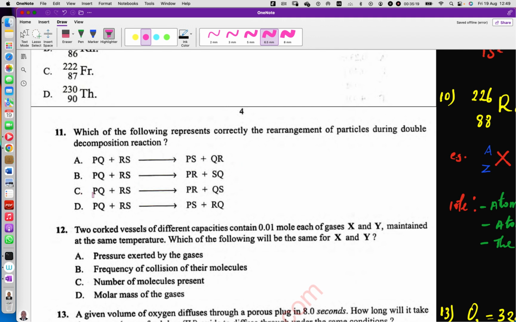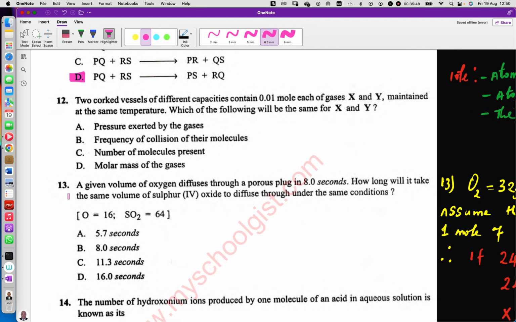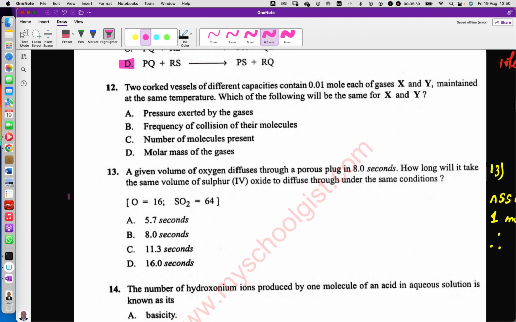Go to C. Let's see whether P has replaced S. Yes, so it's not the thing. Let's go to D. Let's say P has replaced the arrow to be PS. Yes. And R has replaced P to be RQ. Excellent. So this is where the answer lies. Our answer is D. Again, you go to question number 12.